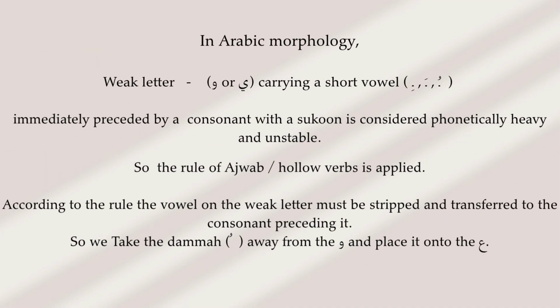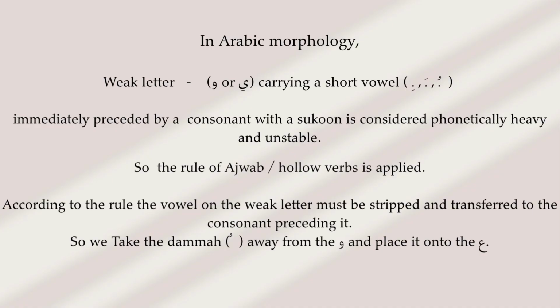In Arabic morphology, a weak letter waw or ya, carrying a short vowel dhamma, fatha, or kasra, immediately preceded by a consonant with a sukun is considered phonetically heavy and unstable. So the rule of hollow verbs is applied here. The rule is, if a weak letter carrying a vowel is preceded by a consonant with sukun on it, then the vowel on the weak letter is transferred to the consonant.